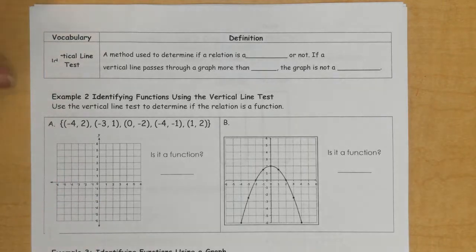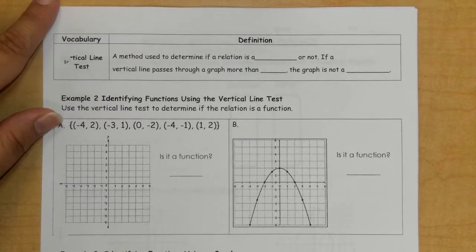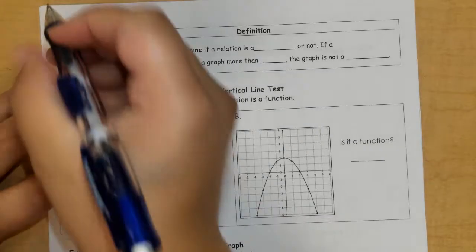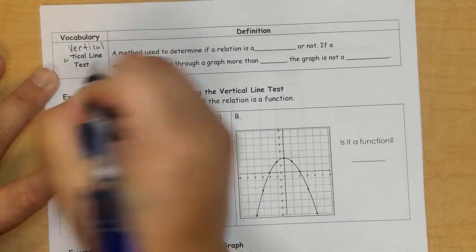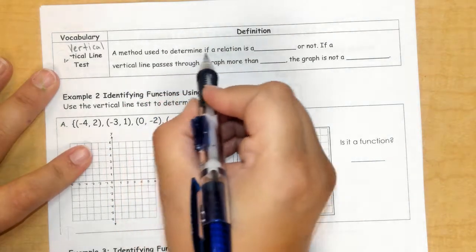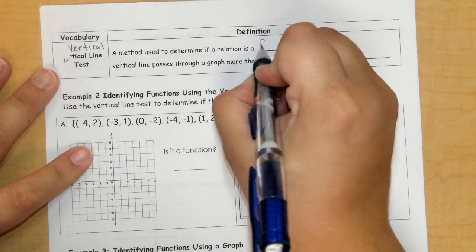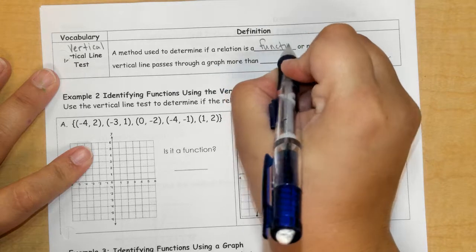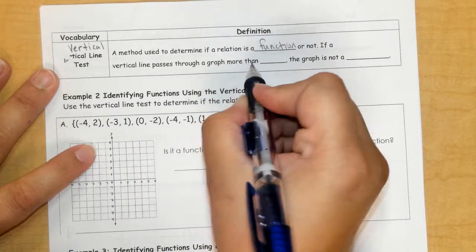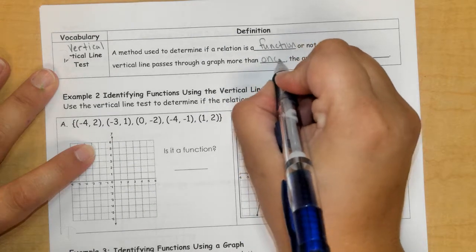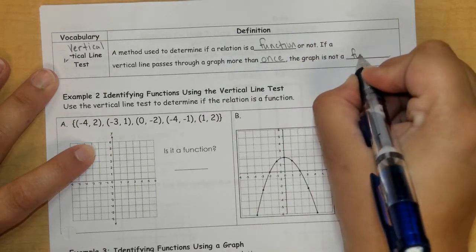For the vertical line test, I know that the word got hole punched out right here, but this is the vertical line test. A method used to determine if a relation is a function or not. If a vertical line passes through a graph more than once, the graph is not a function.